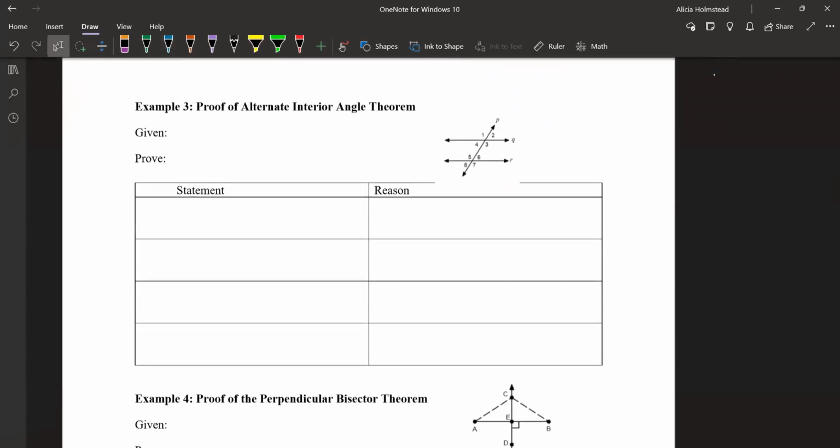Okay, let's do another one that's a little bit shorter. So example number 3 here, this is the proof of alternate interior angles. Let's say we were given that Q is parallel to R. That is all we know. And we need to prove that angle 3 is congruent to angle 5. So we're talking about angle 3 and 5 here. Okay. Well, we start with what we're given. We're given that Q is parallel to R.